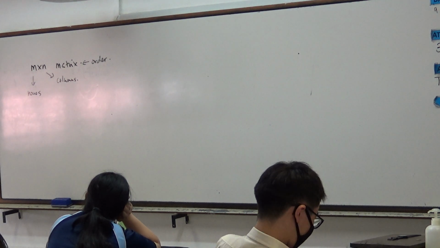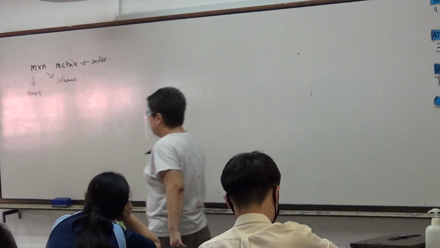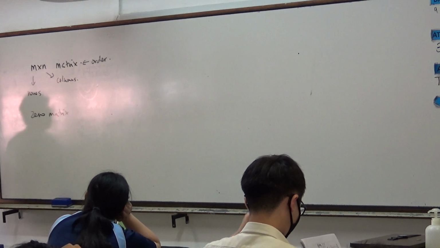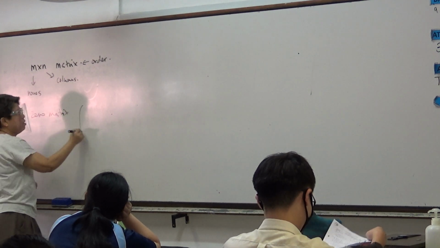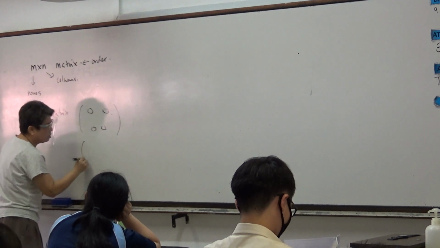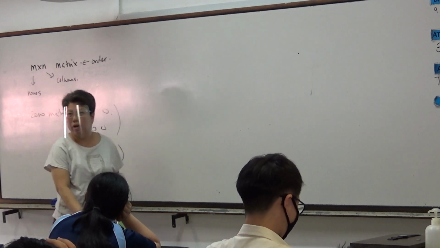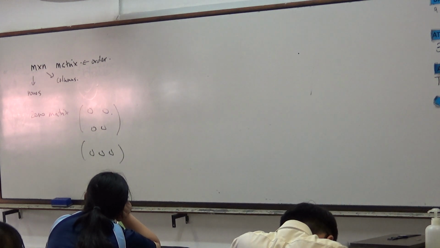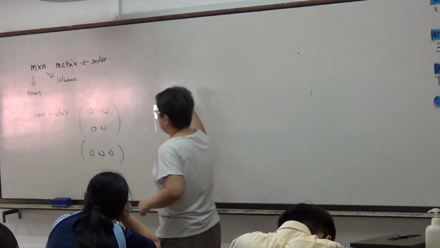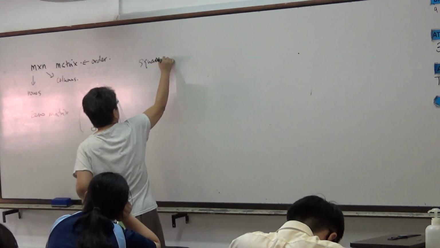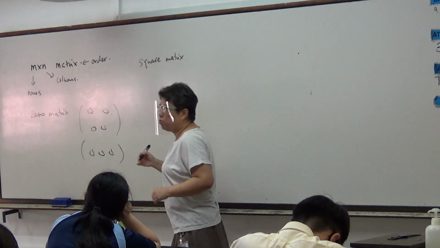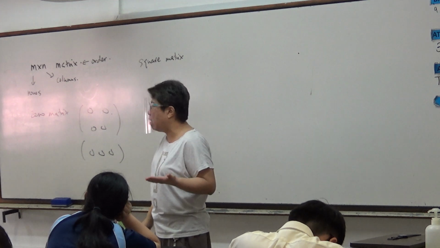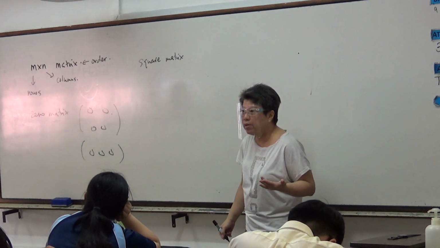Alright? Now, next. What do you mean by a zero matrix? A zero matrix is when all the elements are zero. Understand? That's called a zero matrix, and it can also be called a null matrix. Okay? Now, what do you mean by a square matrix? A square matrix is when the rows and the columns are equal. Okay, the number of rows is equal to the number of columns. Is that clear? That's called a square matrix.